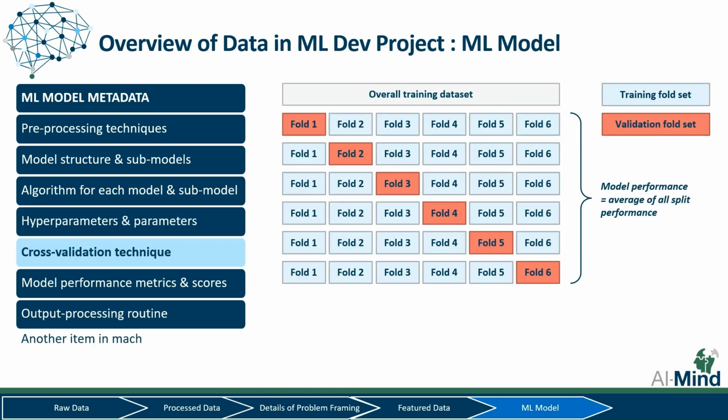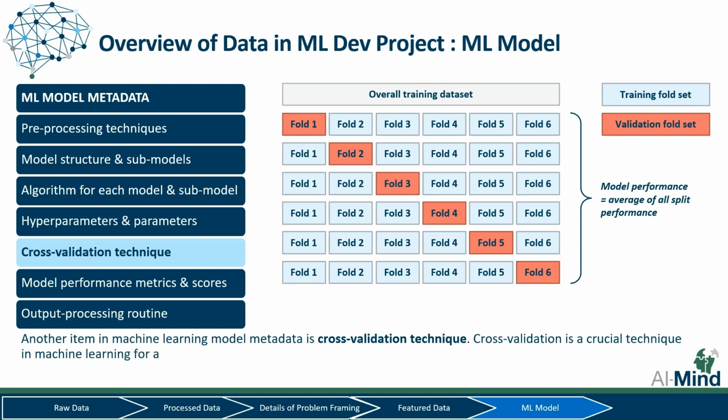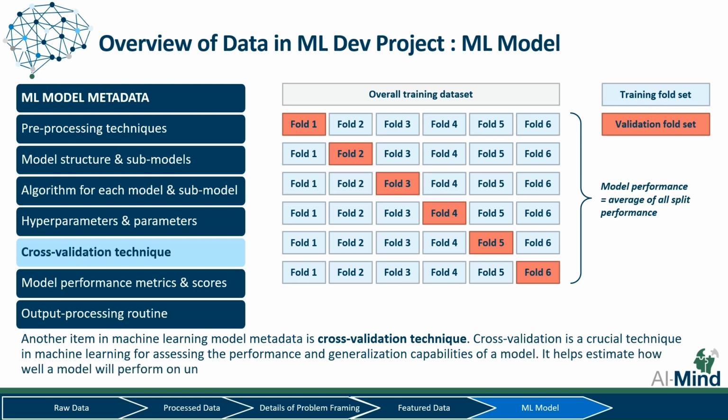Another item in machine learning model metadata is cross-validation technique. Cross-validation is a crucial technique in machine learning for assessing the performance and generalization capabilities of a model. It helps estimate how well a model will perform on unseen data and provides a more robust evaluation of its effectiveness.